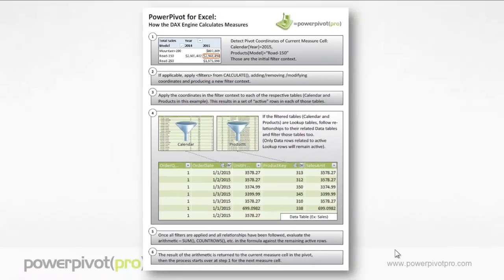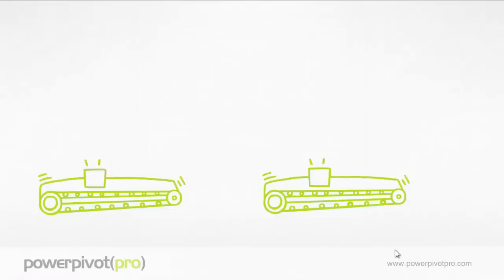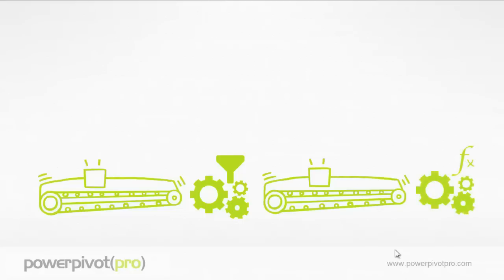from scratch. Now, you can visualize this process as an assembly line, and this assembly line has two different machines in it. It has the filtering machine, and it has the math machine. And this whole process flows from left to right. So the filtering machine gets hit first, and then only later does the math machine kick in.